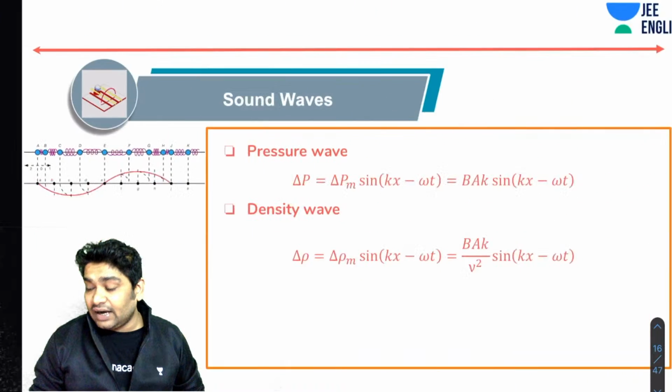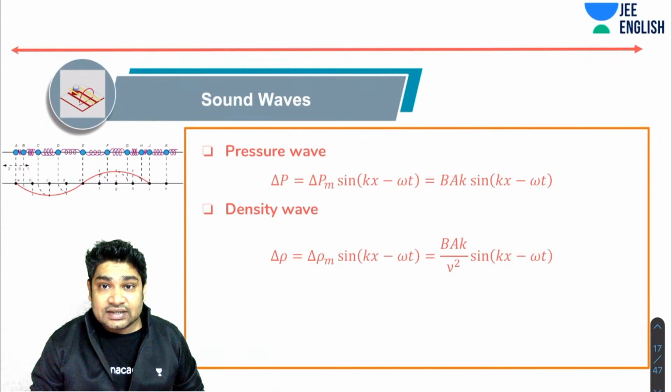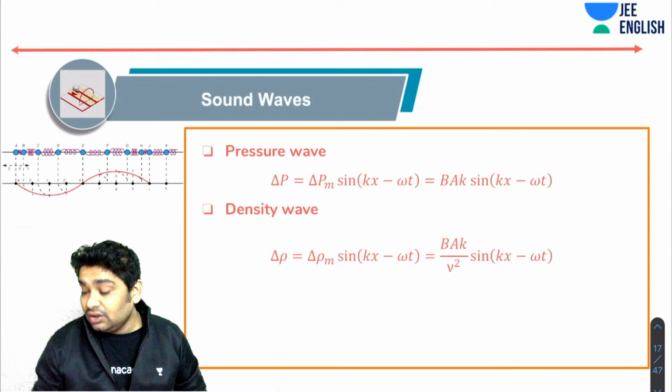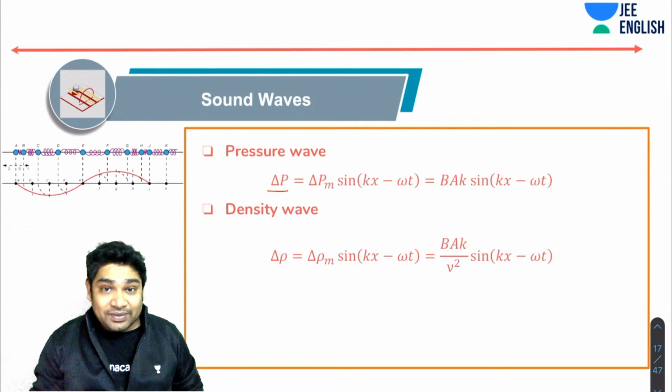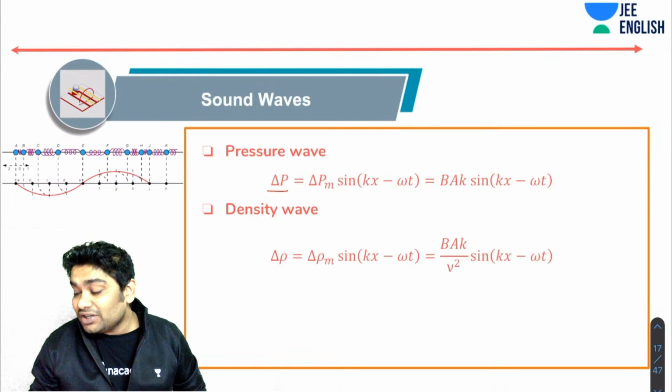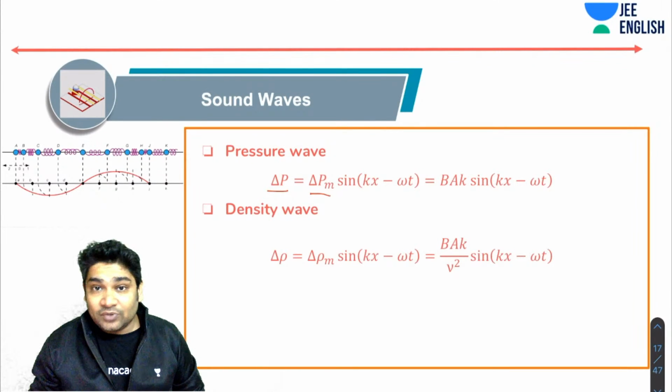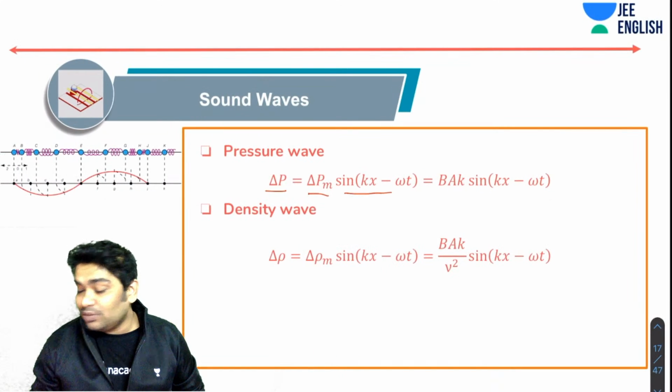Again, we will try to relate that. This is how you can write the pressure wave equation: ΔP, which is the change or variation of pressure, is equal to ΔPm, which is the maximum variation in pressure, times sin(kx - ωt).